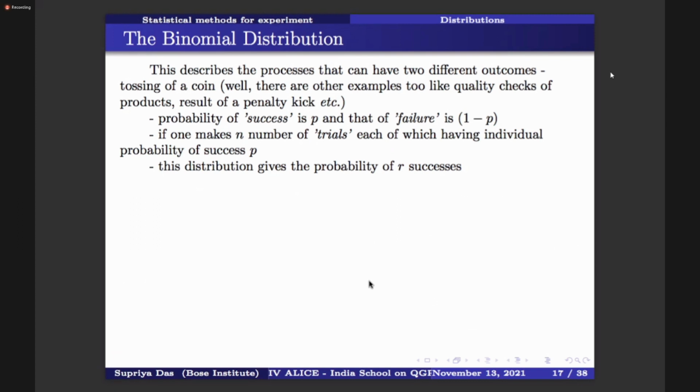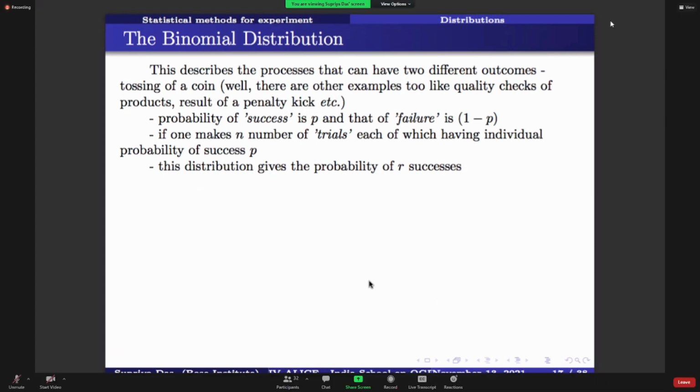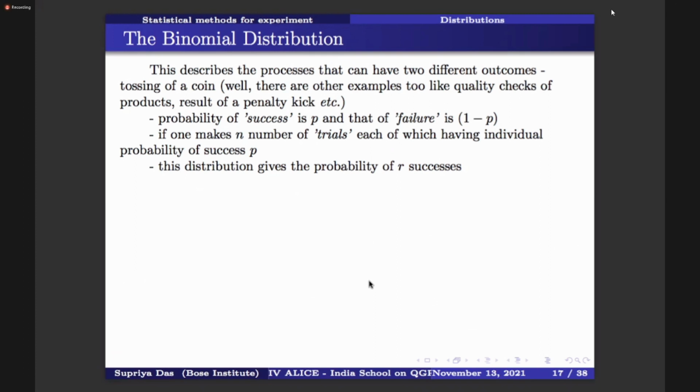Those numbers are so close that you cannot deal with only integers. So you can have continuous distribution. So three types of distributions we will discuss. And the first one is the binomial distribution. What is a binomial distribution?